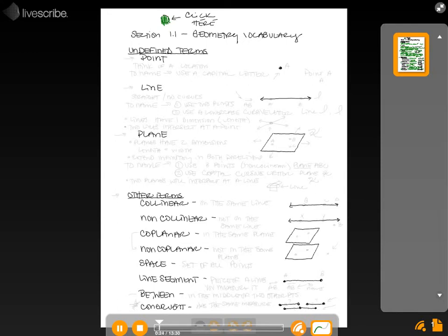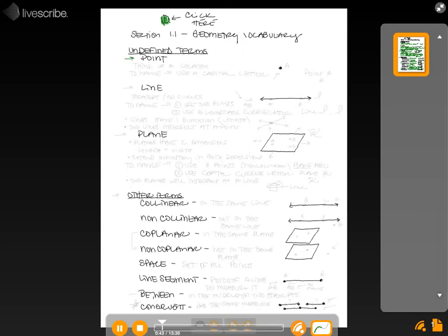All right, first thing we're going to look at, there are three terms that are considered undefined terms in geometry. That means they really have no definition. I can give you ways to think about them and you can identify them, but there's really no formal definition for these words. And they are point, line, and plane. We're going to start with point.